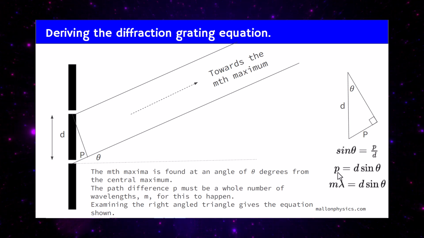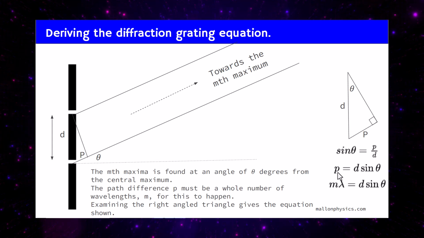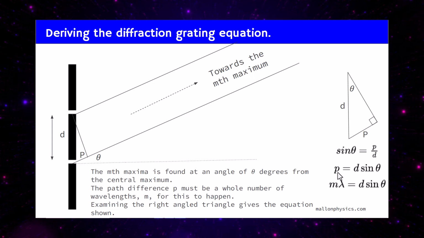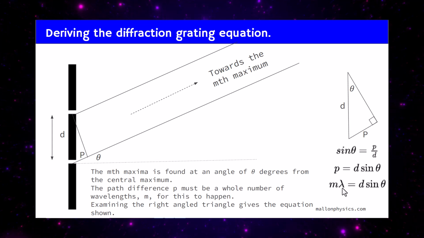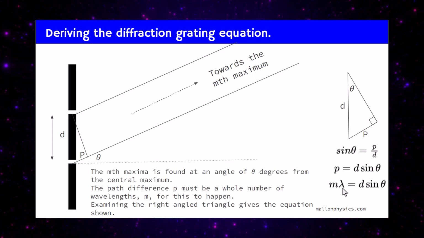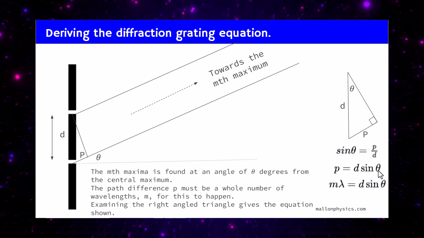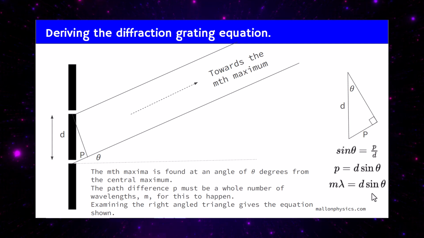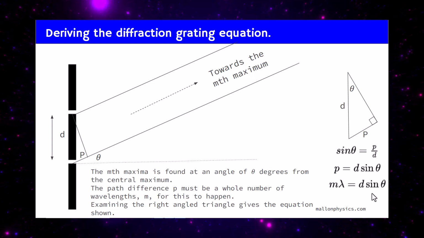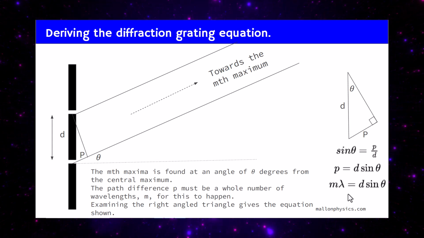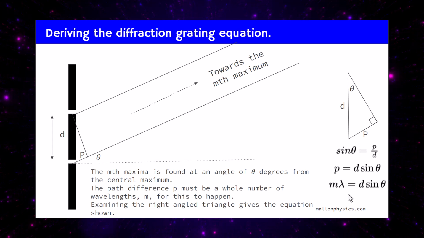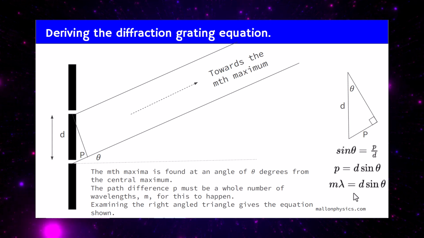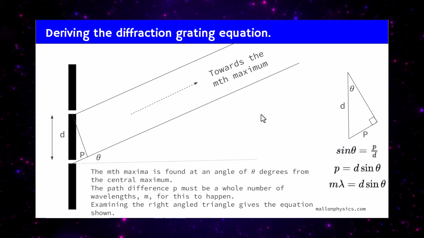So what's the condition for a maximum of constructive interference? The path difference must be a whole number of wavelengths, and that whole number of wavelengths is represented by m. So m lambda is a condition that's going to give you constructive interference at that angle which we look at on the screen. So m lambda equals d sine theta, and that's what we call the diffraction equation. For example, if I was looking at the first maximum, the equation would become 1 lambda equals d sine theta. If I was looking for the second maximum, the condition would become 2 lambda equals d sine theta. So it's a very simple formula to work out.